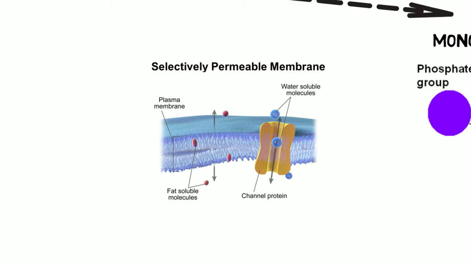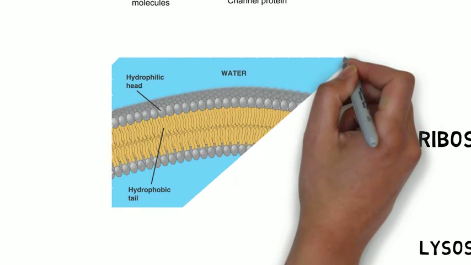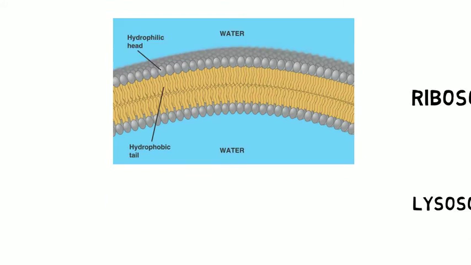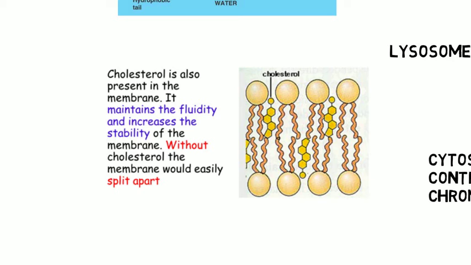The lipid portion of the membrane is composed mainly of phospholipids. Phospholipids have a hydrophobic, or water-fearing, tail and a hydrophilic, or water-loving, head. The cytosol and the fluid outside the cell are both aqueous, watery environments, forcing phospholipids to form a bilayer. Cholesterol is also found in membranes and helps to keep the membrane fluid.